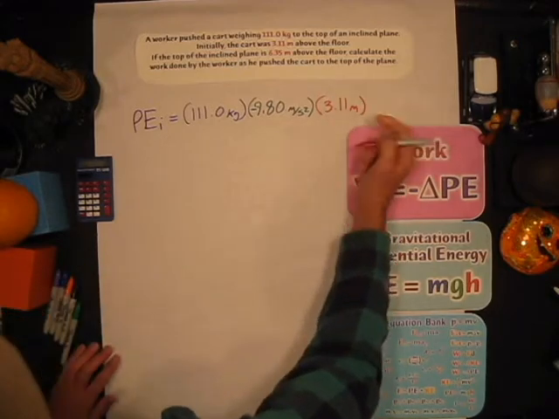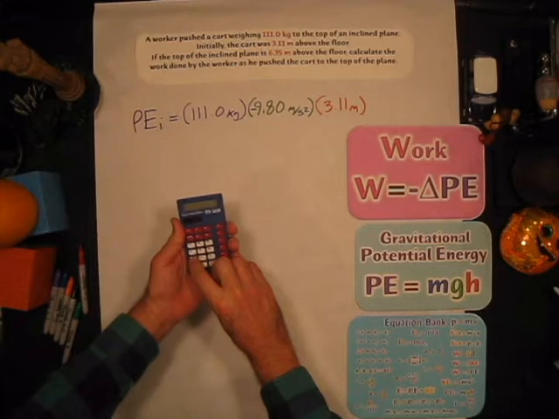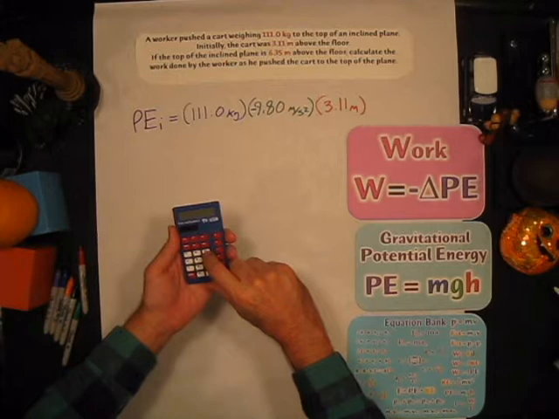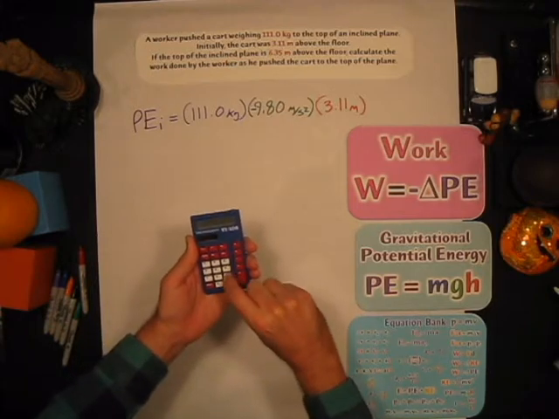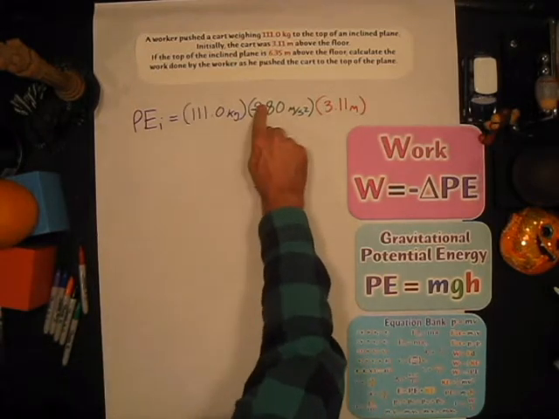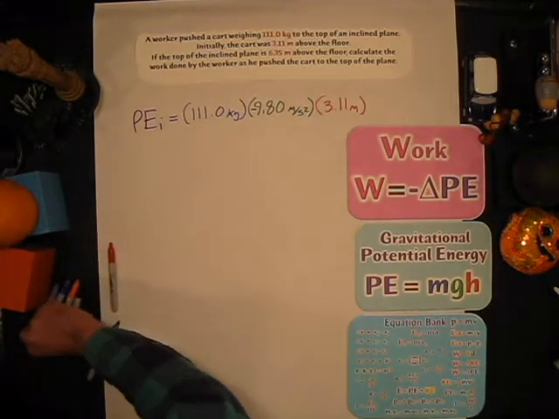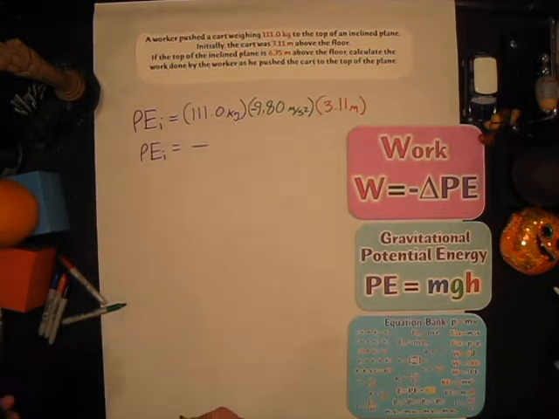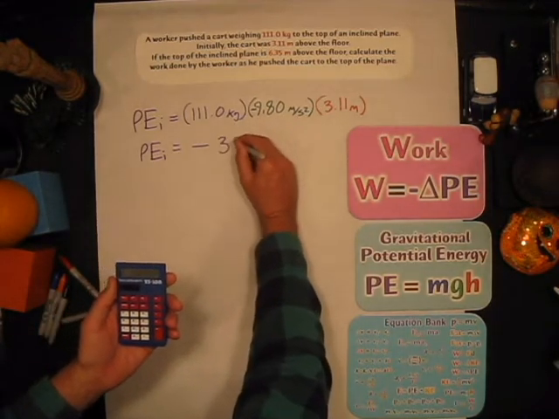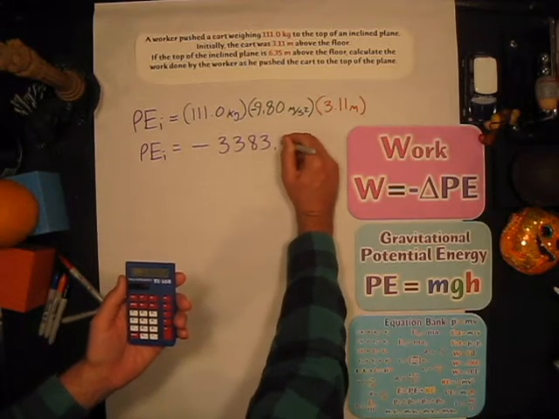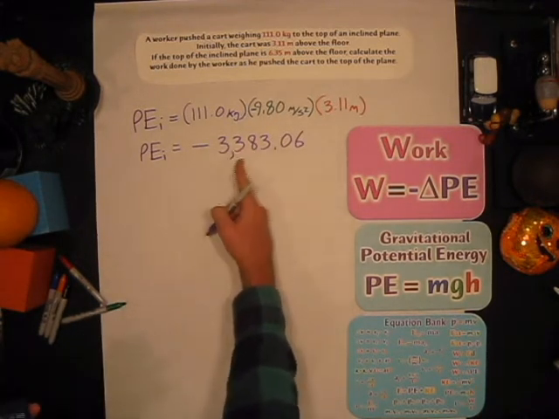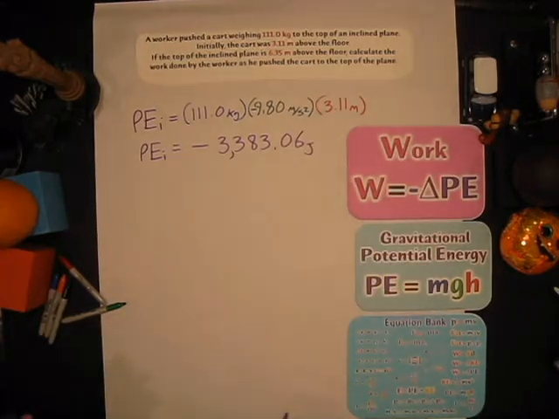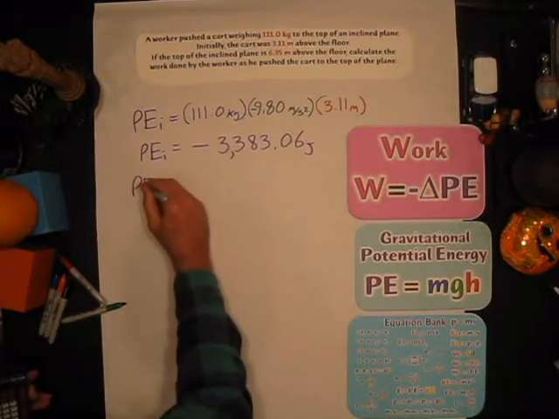3.11 meters. So let's just multiply that together to save time. Let's just do this one first: 111 times, well, it's negative 9.8 times 3.11. Positive times a negative times a positive gives me what? Gives me a negative. Okay? And what I get is 3,383.06 joules.